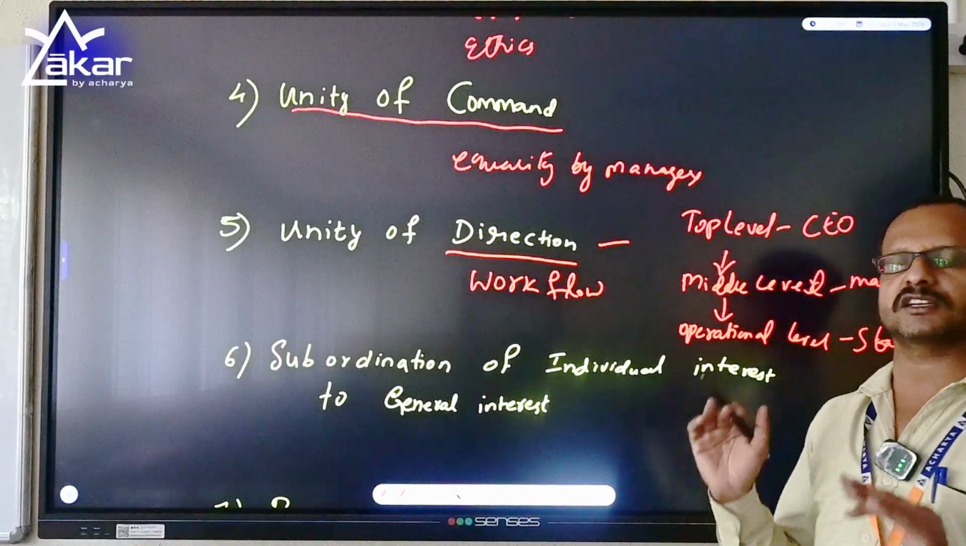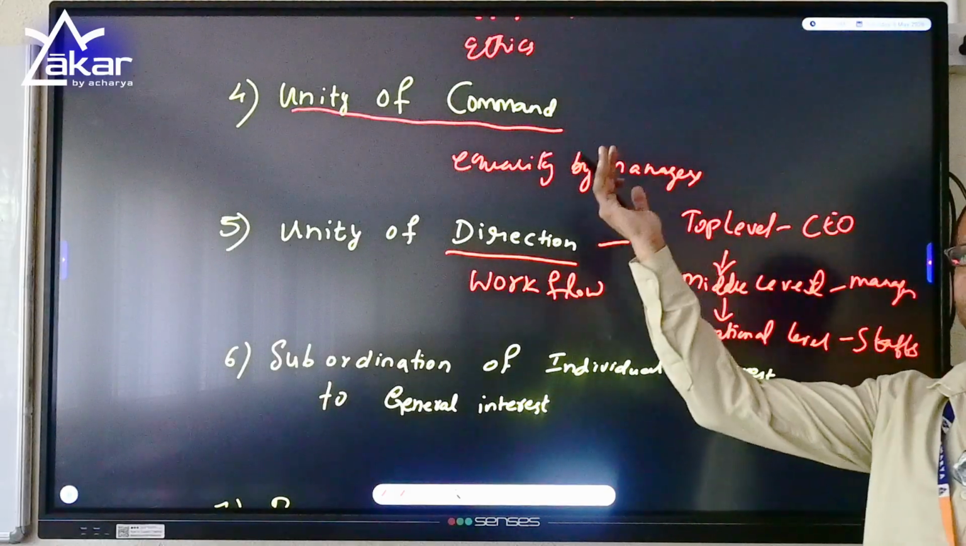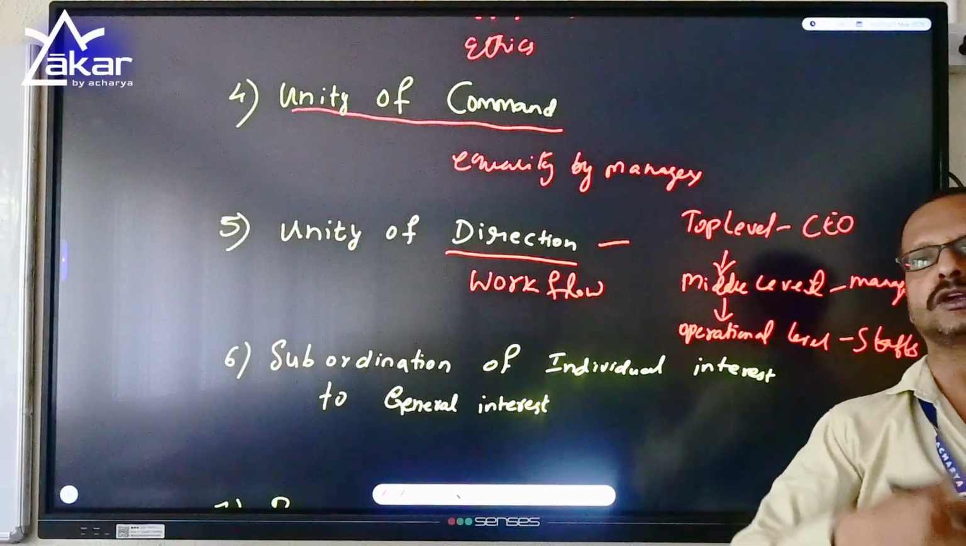The flow of direction or command should always come from top to lower and not from lower to the top level.